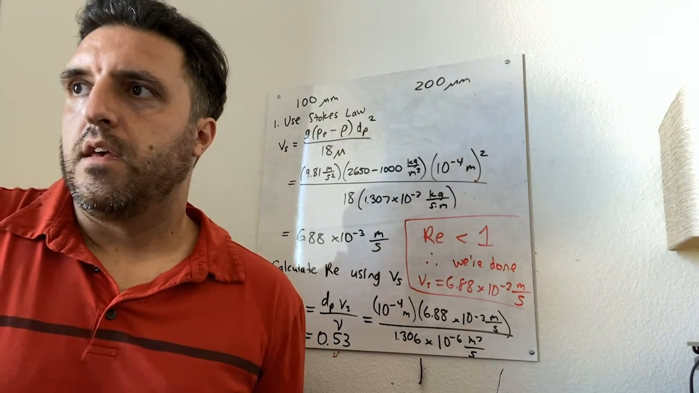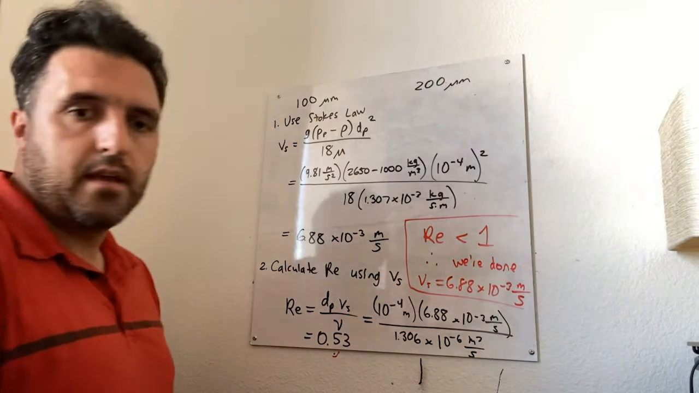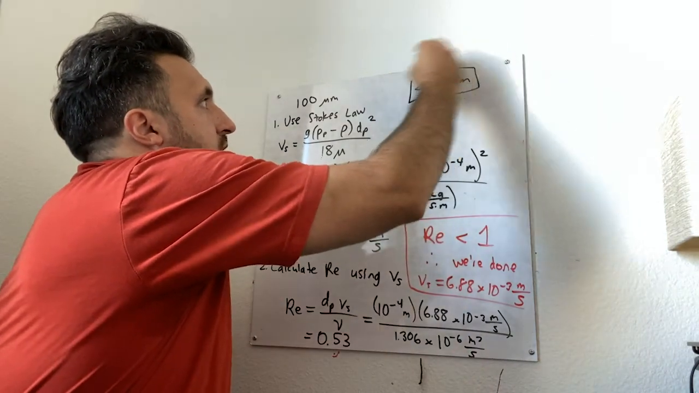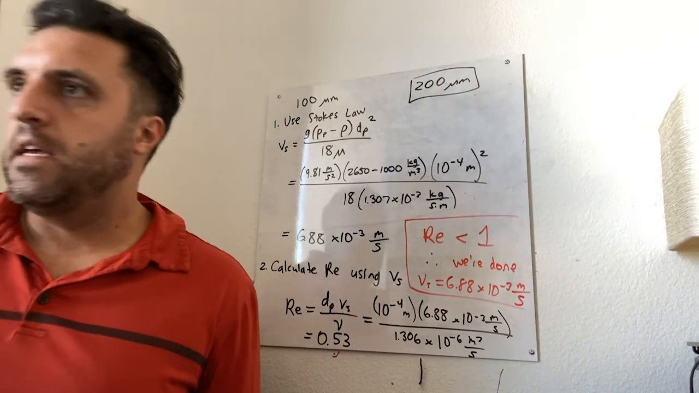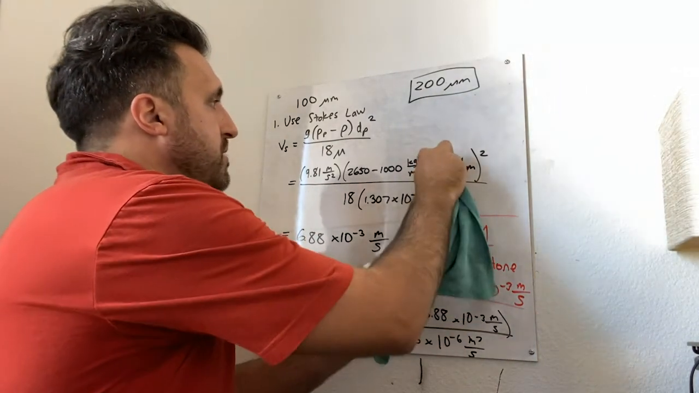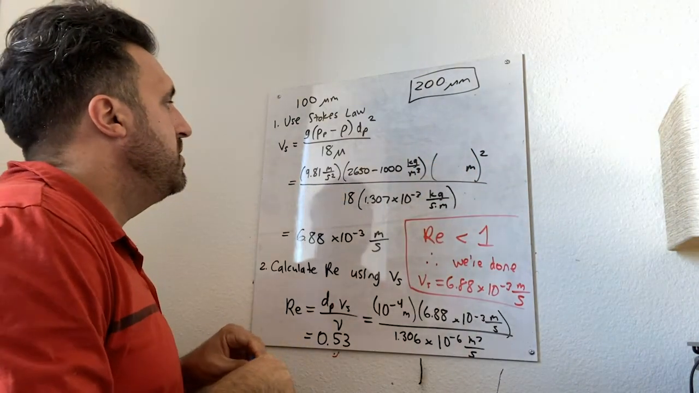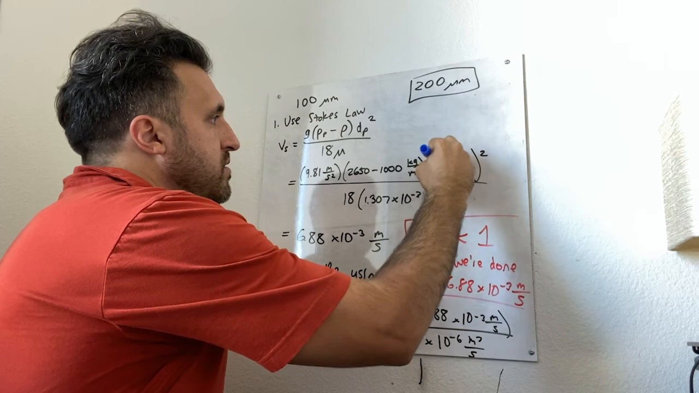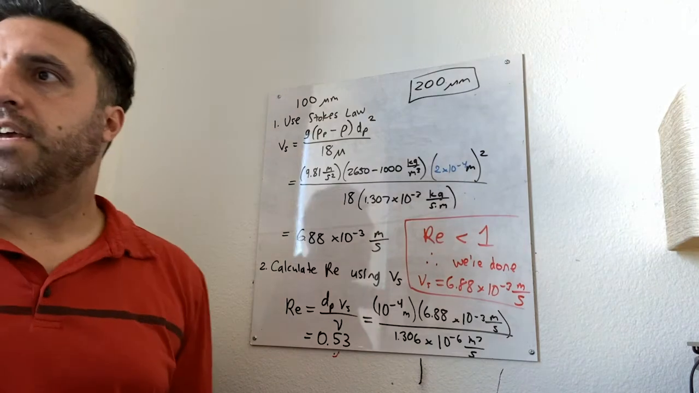Alright. If we were to do the same problem, but this time focusing on a particle with a larger diameter of 200 microns, then we would have to change this parameter right here in step 1. So we would still start with the first step using Stokes' law to get an estimate for velocity. This would be 2 times 10 to the negative fourth instead of 10 to the negative fourth. Everything else remains the same.